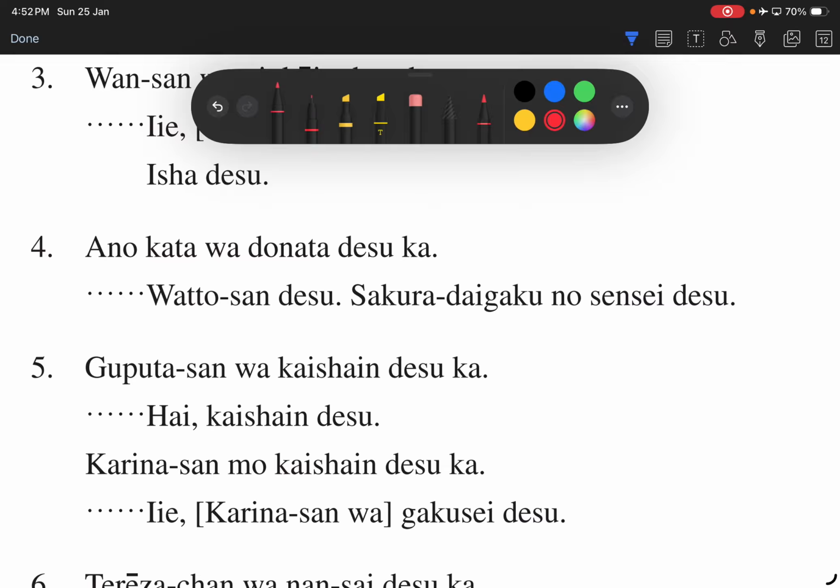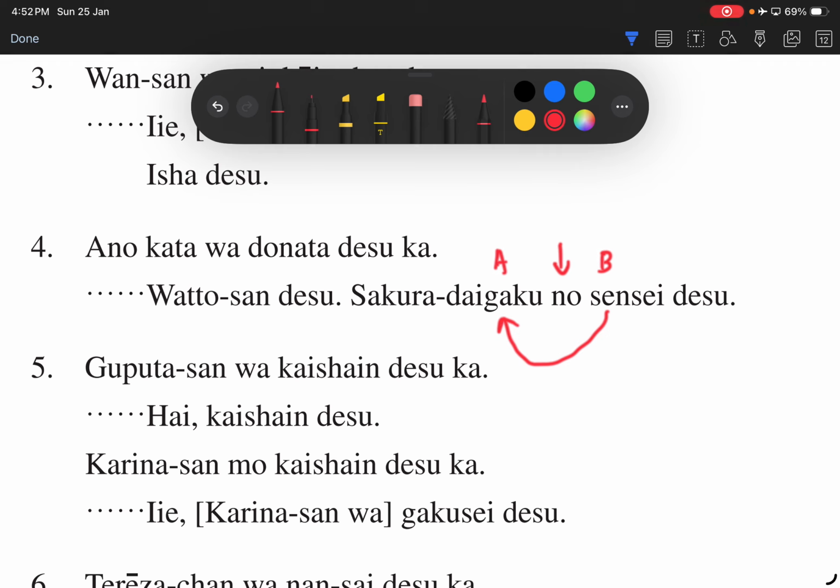大学 means university, right? So the important thing I want to emphasize is the no. So 桜大学の先生です. So 先生 related to 桜大学. 先生 that is related to 大学. So in Chinese we say 大学的教授. Right? So 教授 related to 大学. So B related to A. B that's related to A.